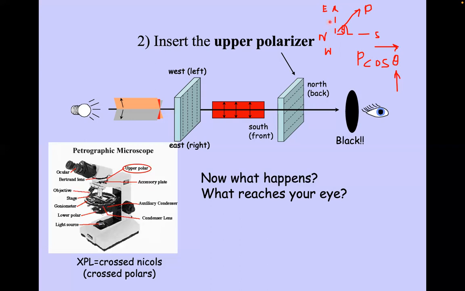Otherwise, if this theta becomes 90 degrees, that means it's straight east west, right? P should be along this direction, the east west direction. In that case, there will be no component P cos theta, and P sine theta means everything along the east west direction. There will be no component, so therefore it will be total black. So that's the theory behind this.